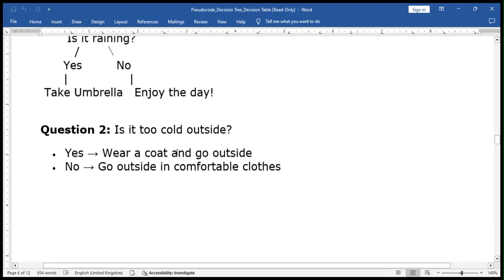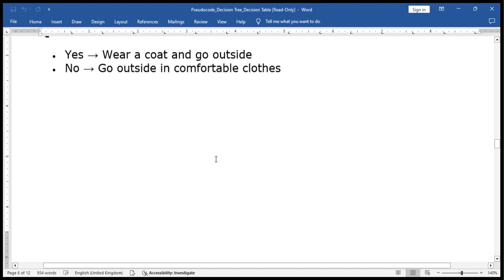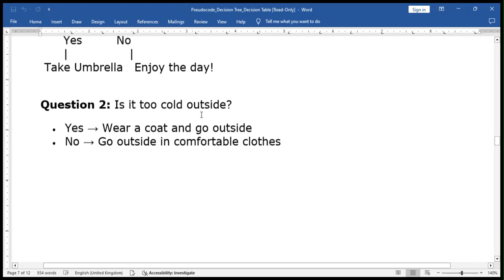Now, question 2, is it too cold outside? If yes, wear a coat and go outside. If no, go outside in comfortable clothes. So you can develop the decision tree. The time of day, you can also develop this decision tree.